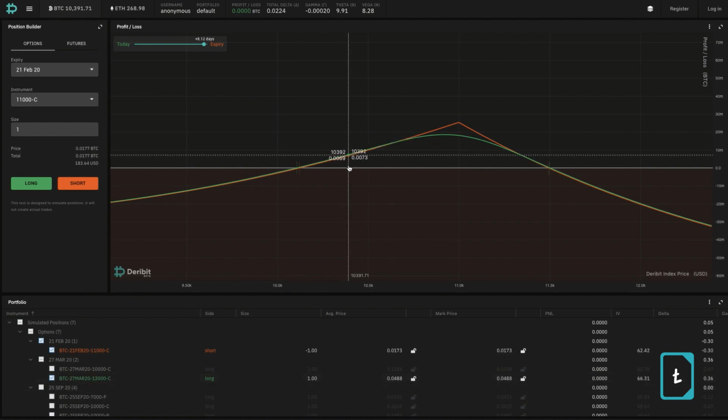So in an ideal world, you're collecting on that 11K call you sold, and you're in profit on the 12K call that you bought. If you get lucky enough to do this 2 or 3 times, you can even pay for the entirety of that March 12K call, that 0.05 BTC, by correspondingly selling these nearer dated calls for whatever they average up to.